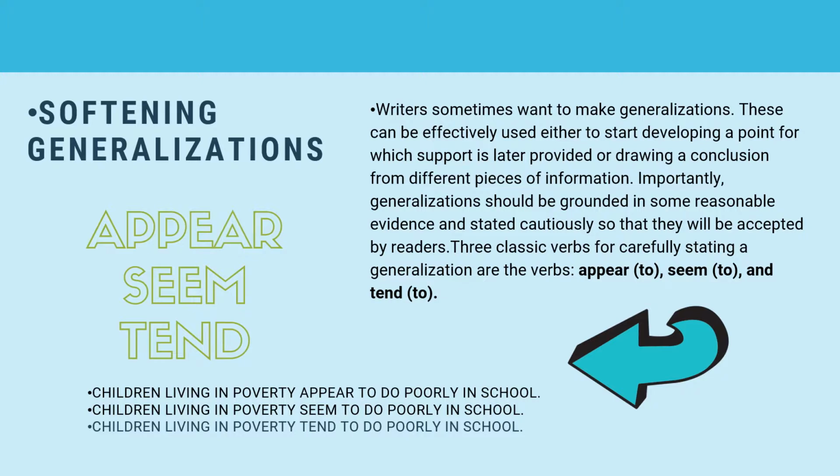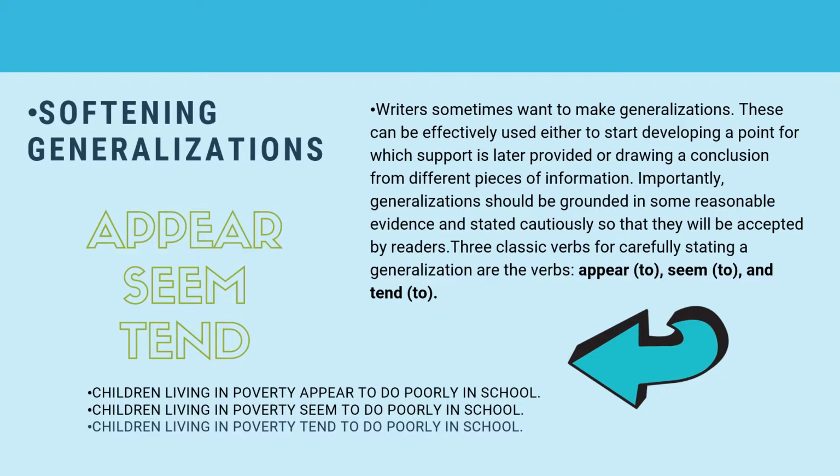Softening generalizations. Writers sometimes want to make generalizations. These can be effectively used either to start developing a point for which support is later provided, or drawing a conclusion from different pieces of information. Importantly, generalizations should be grounded in some reasonable evidence and stated cautiously so that they will be accepted by readers. Three classic verbs for carefully steering a generalization are the verbs appear to, seem to, and tend to.